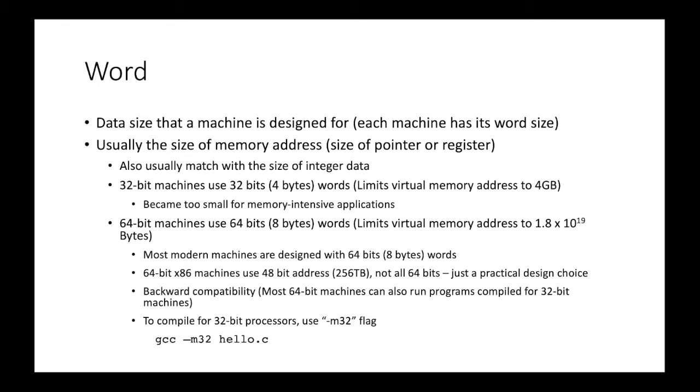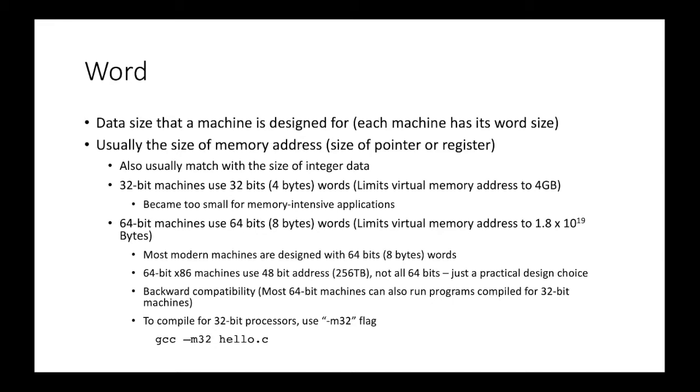The 32-bit machines use 32-bit or 4-byte words, which limits the virtual memory address space to 4 gigabytes, which is 2 to the 32. Such a 32-bit address space became too small for memory-intensive applications, so we moved to 64-bit machines about 15 years ago. The 64-bit machines use 64-bit or 8-byte words, which limits the virtual memory address space to 1.8 times 10 to the 19 bytes, which is huge.